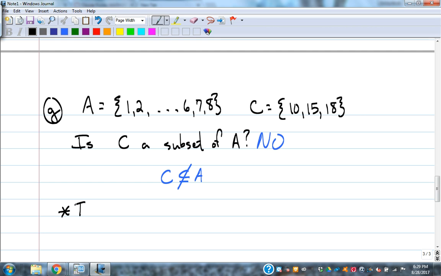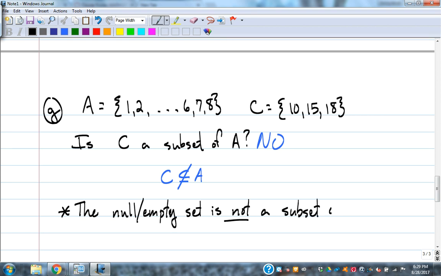On a side note, the null or empty set is not a subset of any set. Okay? So if that comes up or they ask you, is the empty set a subset of something? How can an empty set be a subset? It can't be. So that makes a little bit of sense there that you cannot have an empty set being the subset. Okay? All right.